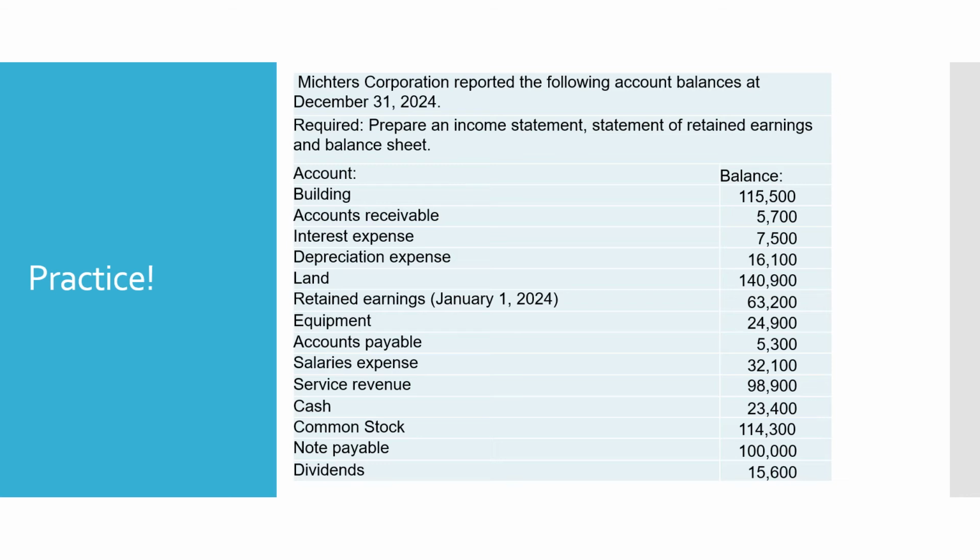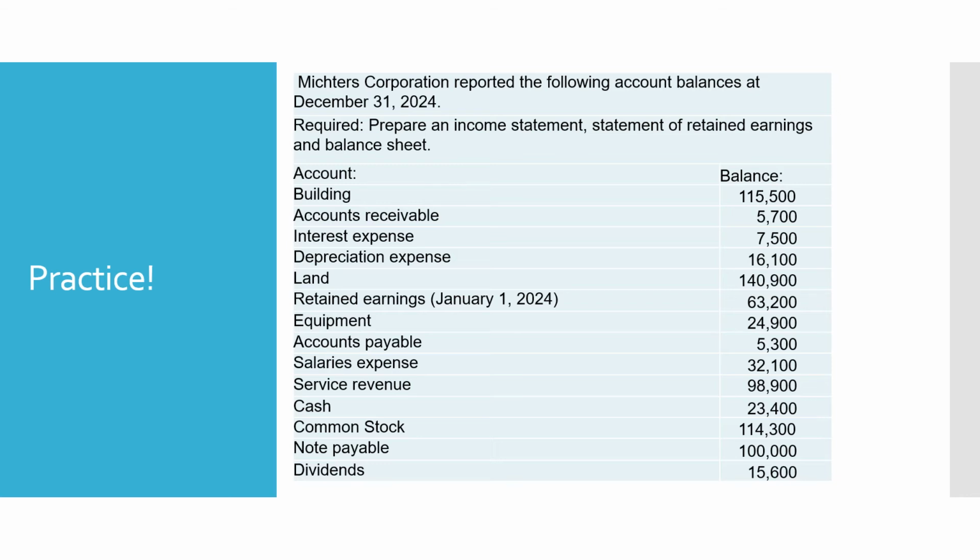All right, so for my less confident viewers, building is an asset. It's going to go on my balance sheet. Accounts receivable, also an asset on the balance sheet. The next two accounts have the term expense on the end of them, interest expense and depreciation expense. Both of these are going to be expense accounts reported on the income statement.